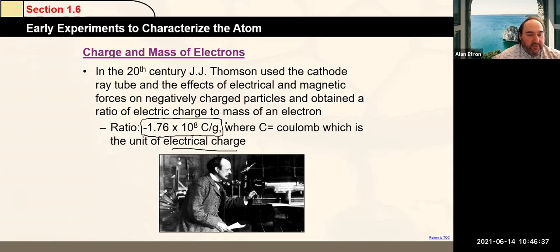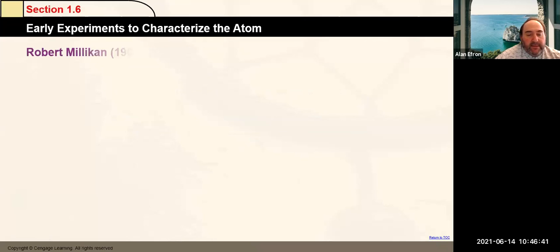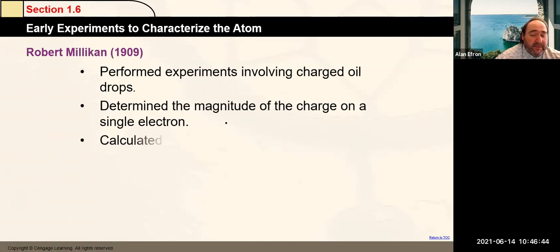And again, that's sort of what you need to know for Thomson's experiment. And that led really well into the next important experiment, especially in terms of the electron. That was one done by Millikan. Millikan basically did what is referred to as the oil drop experiment.